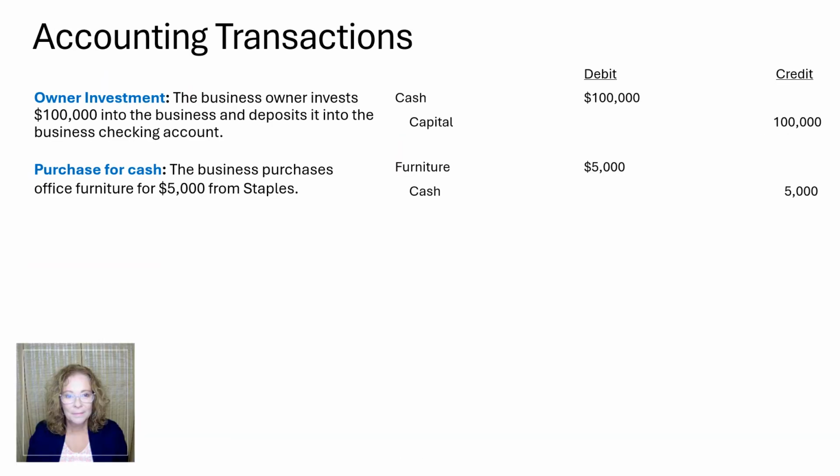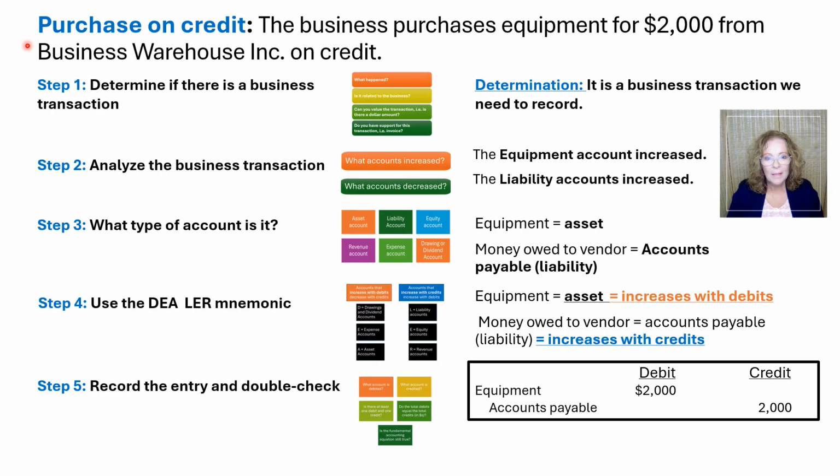Let's add this transaction to our list of accounting transactions that we started in part 1 of learning debits and credits. In this next example, the business purchases equipment for $2,000 from Business Warehouse Inc. on credit. Let's walk through this exercise step by step.